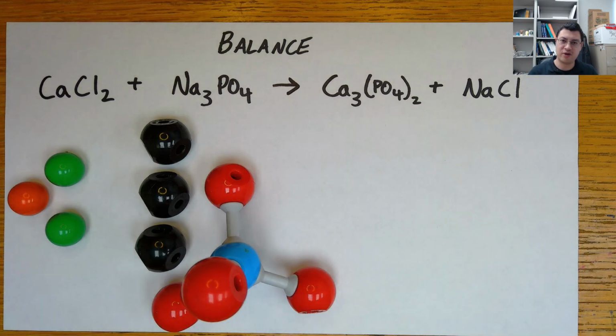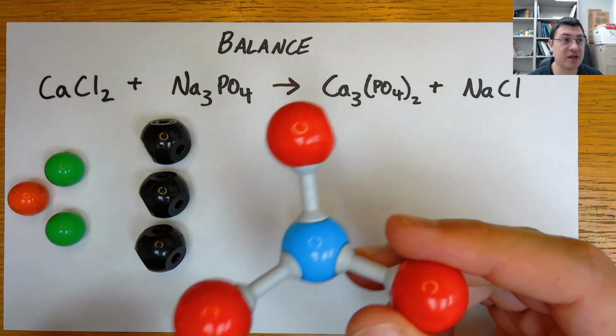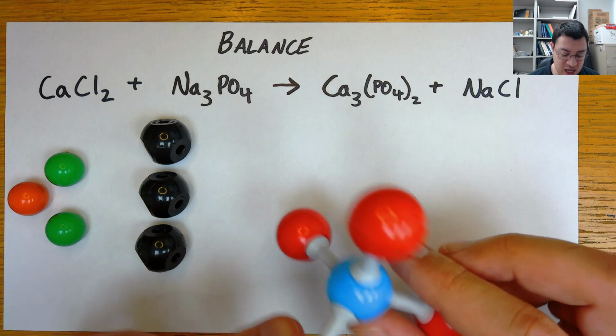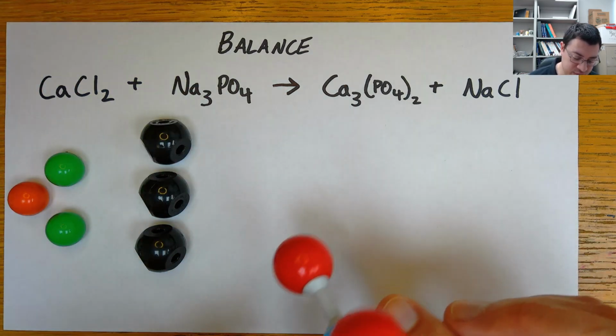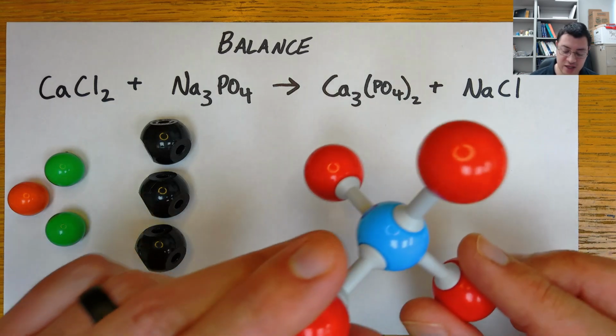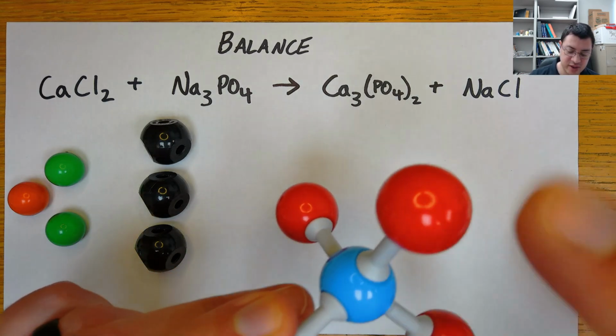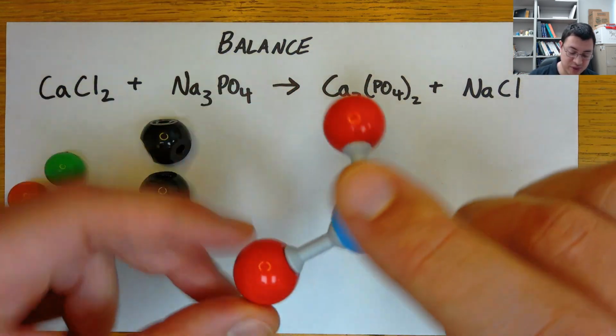All right, so I have another reaction I want to visualize with you all. This time we're going to have a polyatomic ion. We have phosphate, PO4 3 minus. So whenever we see PO4, we're going to be calling that phosphate. That's when you have a phosphorus center with four outer oxygen atoms. We'll be calling that a phosphate.